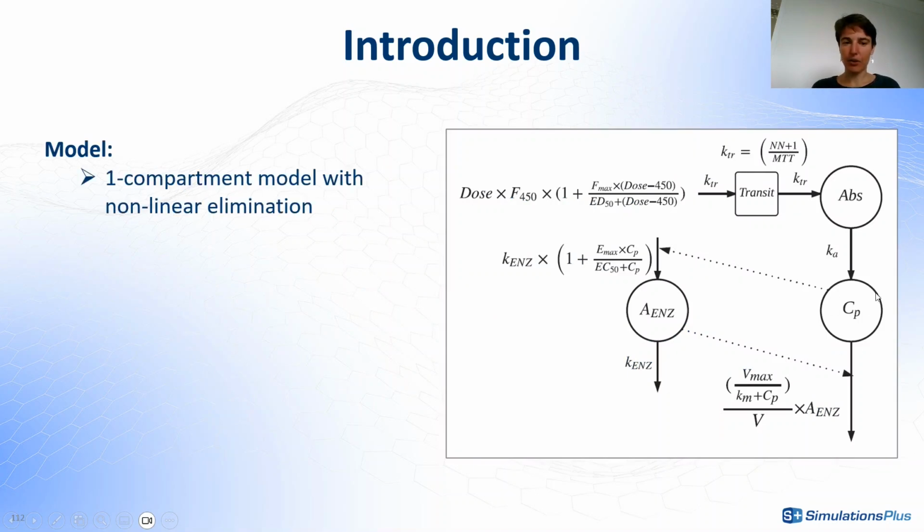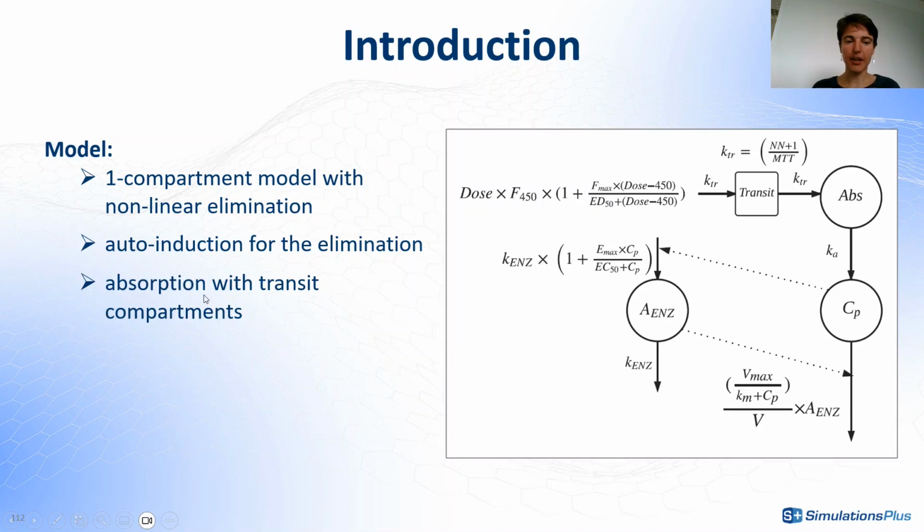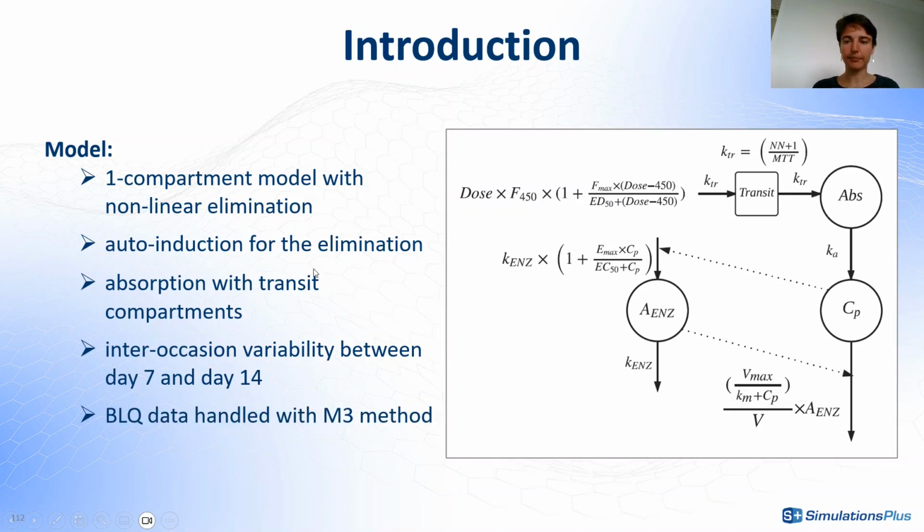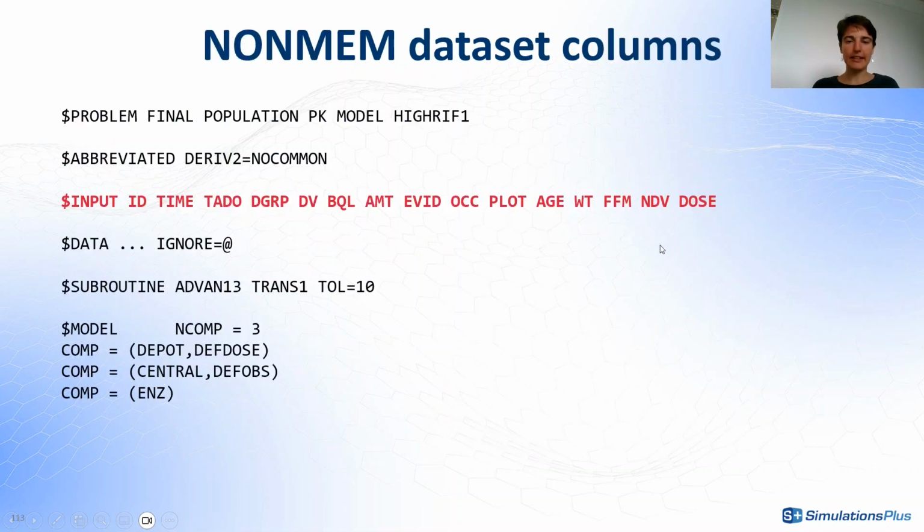So we have a 1 compartmental model with nonlinear elimination with a Vm, Km Michaelis-Menten. We have auto-induction of the elimination that you see here with this enzyme. We have an absorption with transit compartments. And we have inter-occasion variability between day 7 and day 14. We have also data below the LOQ that is handled with the M3 method in Nonmem. So let's see this step by step.